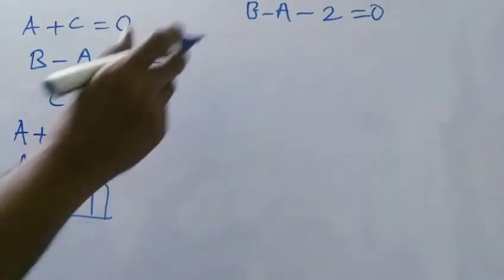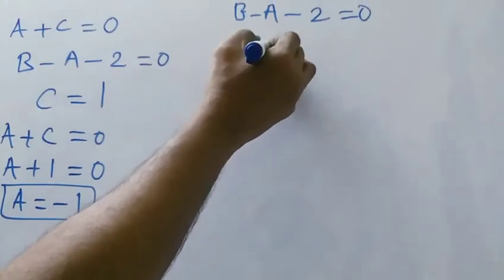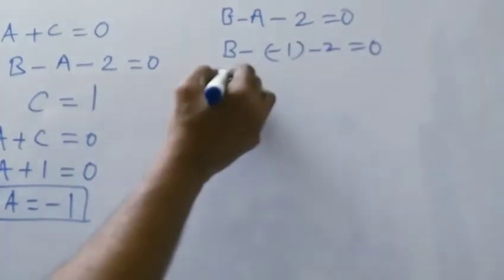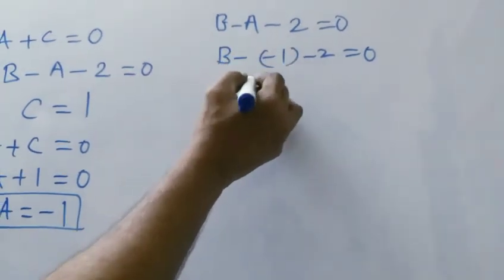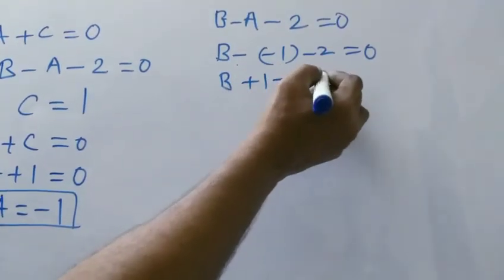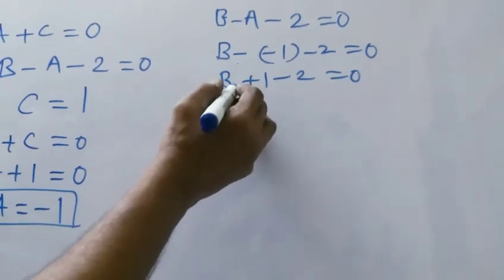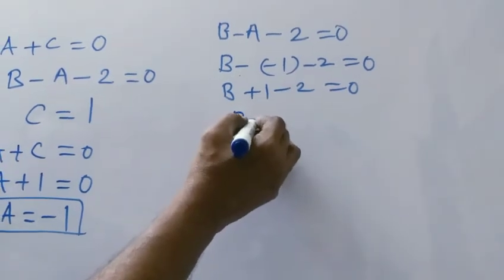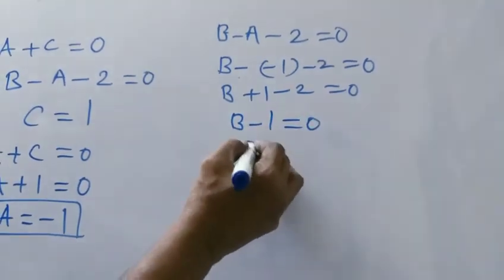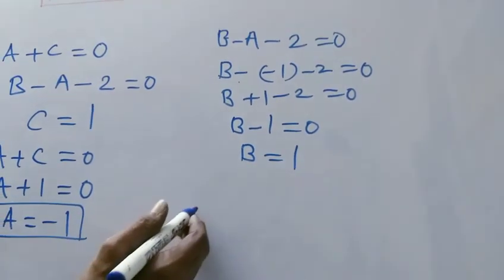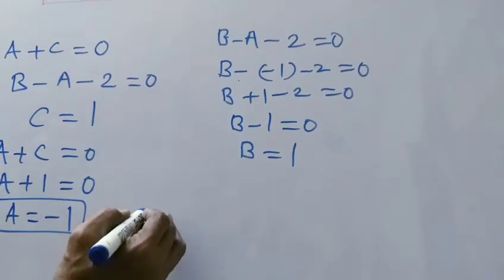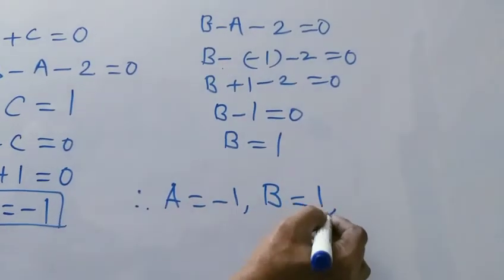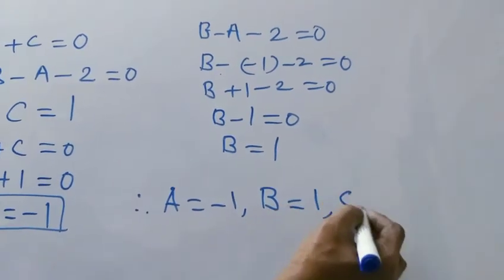Substituting this value a is equal to minus 1 in b minus a minus 2 is equal to 0, b minus into minus plus 1 minus 2 is equal to 0. So b plus 1 minus 2 becomes minus 1, b minus 1 is equal to 0, b is equal to 1. Therefore we got the values a is equal to minus 1, b is equal to 1, and c is equal to 1 also.